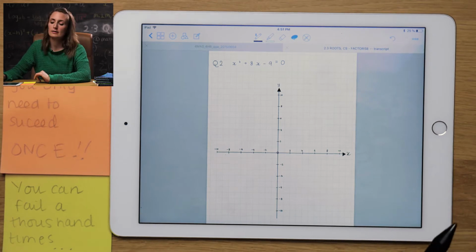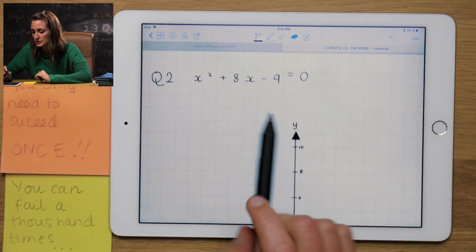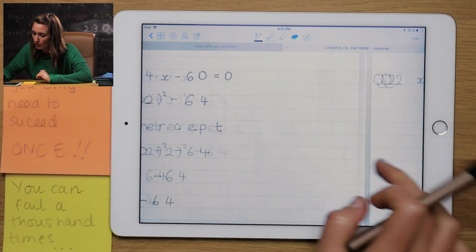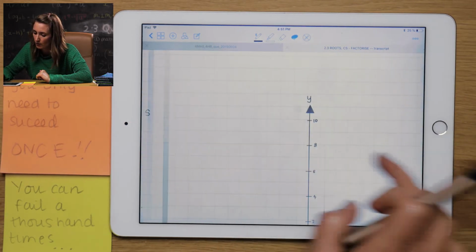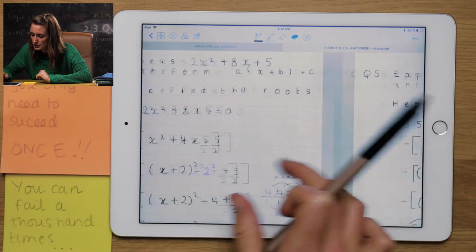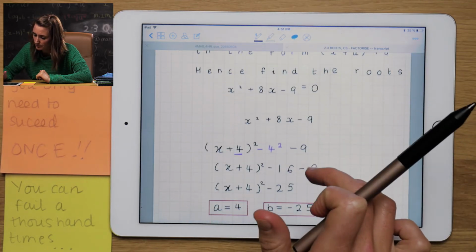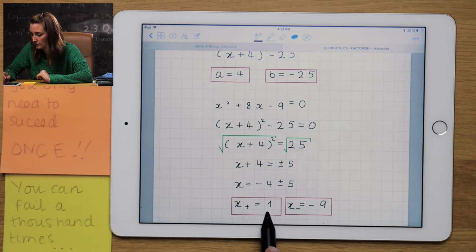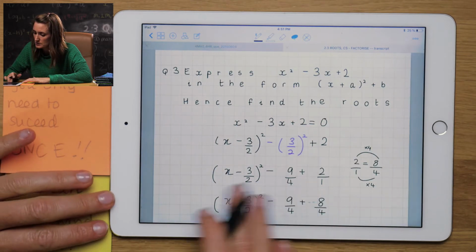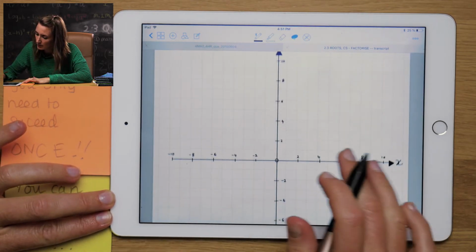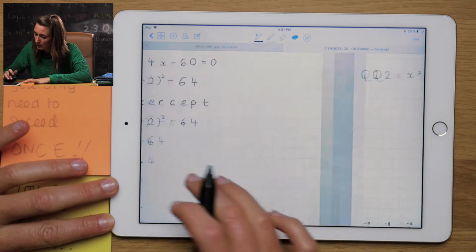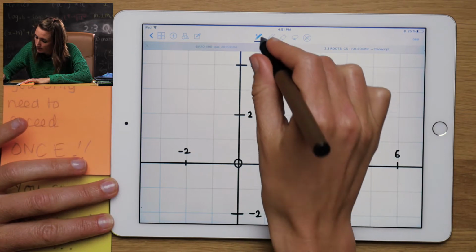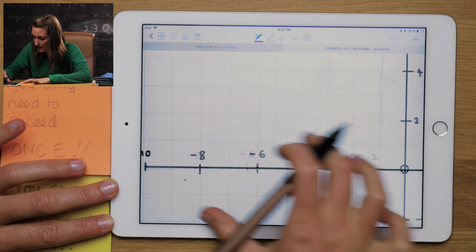Okay, we're going to look at another similar example. This was question 2, x squared plus 8x minus 9. We're going to go back and look at the solutions that we got for question 2. The two solutions that we got were x equals 1 and minus 9. So straight away, I'm going to put those in along my x-axis. So there's 1 and there's minus 9.